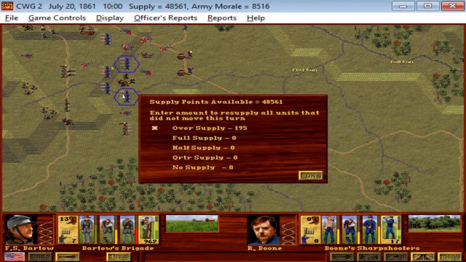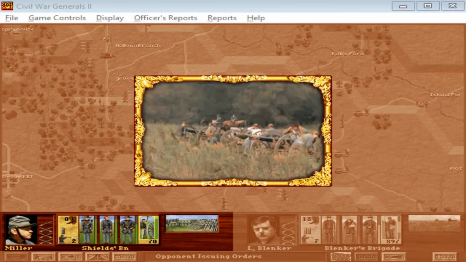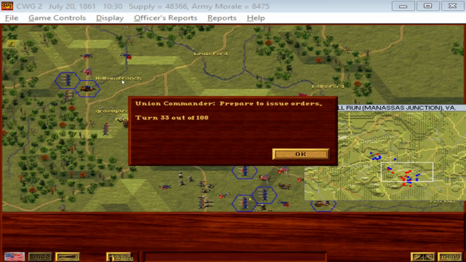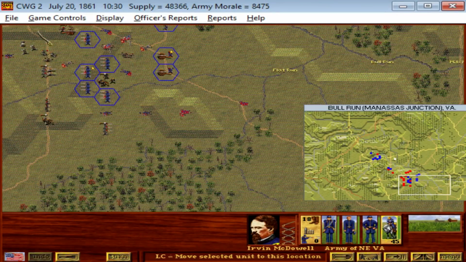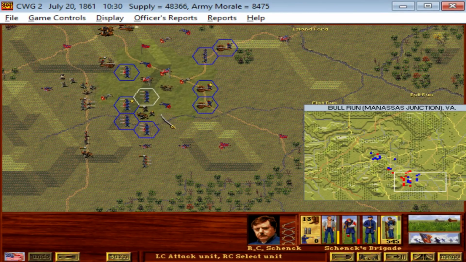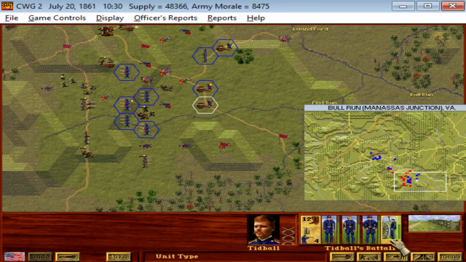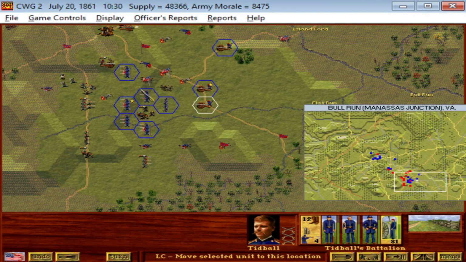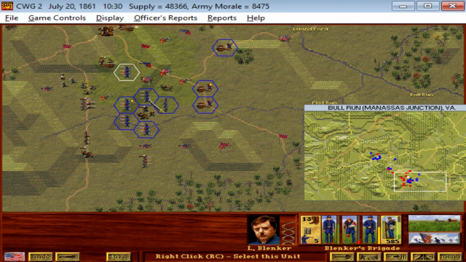So originally the plan was July 8th, McDowell's going to move out. But the Union Army wasn't ready. Not enough supply, not enough transport, concentration of force not in place. So that gets delayed. Gets delayed to around July 16th. The Army starts to move.